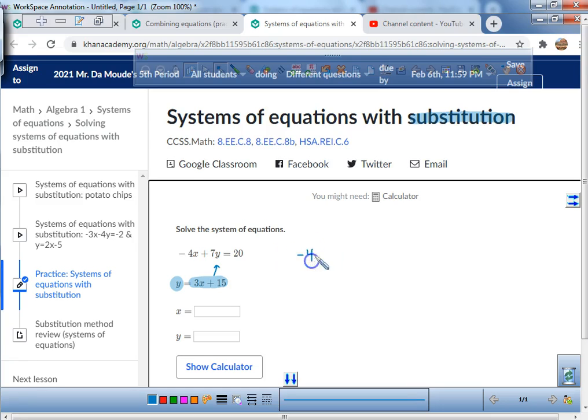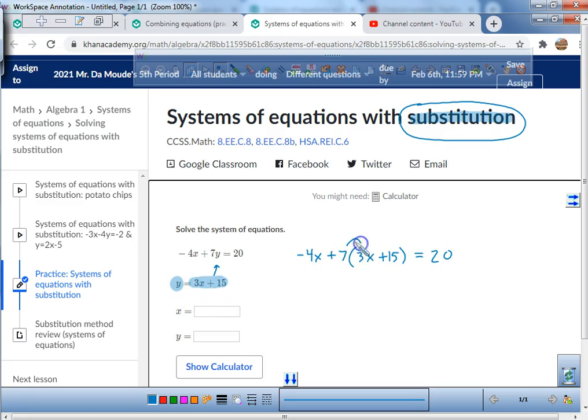I've got negative 4x plus 7. I'm going to open up a big parentheses, and instead of the y value, I'm going to plug in 3x plus 15. And I'm going to set that equal to 20. This is called the process of substitution. So I substituted 3x plus 15 for my y value.